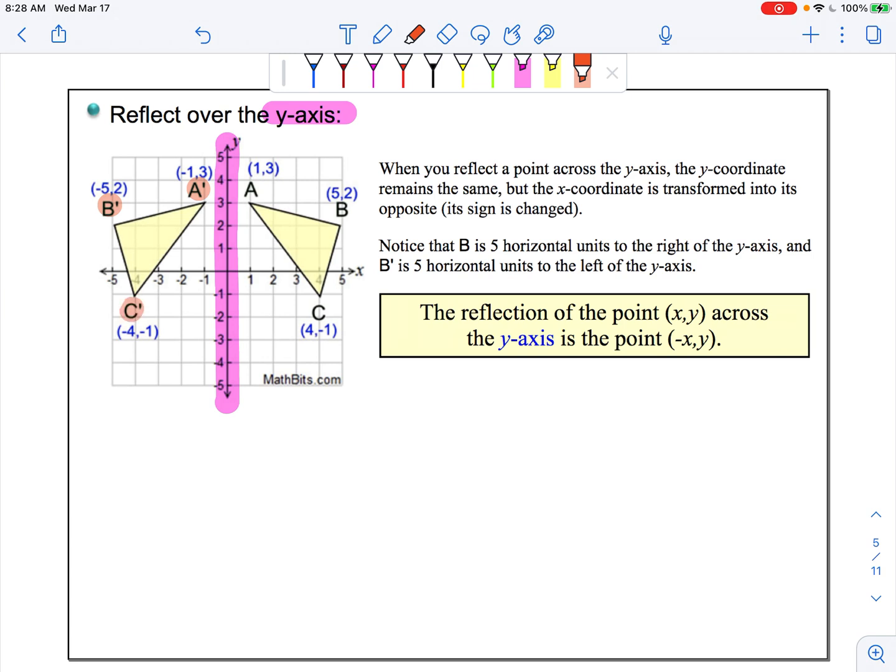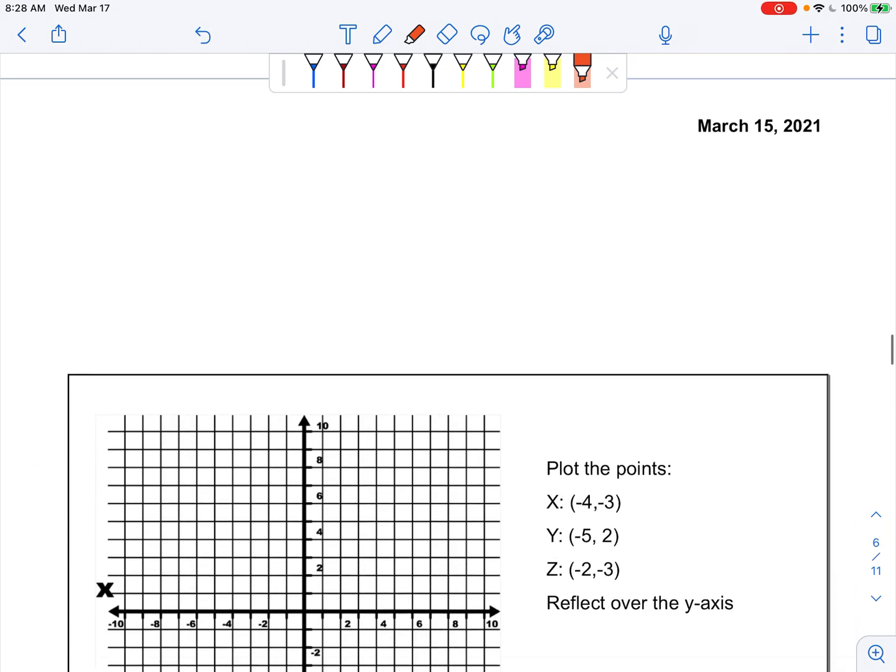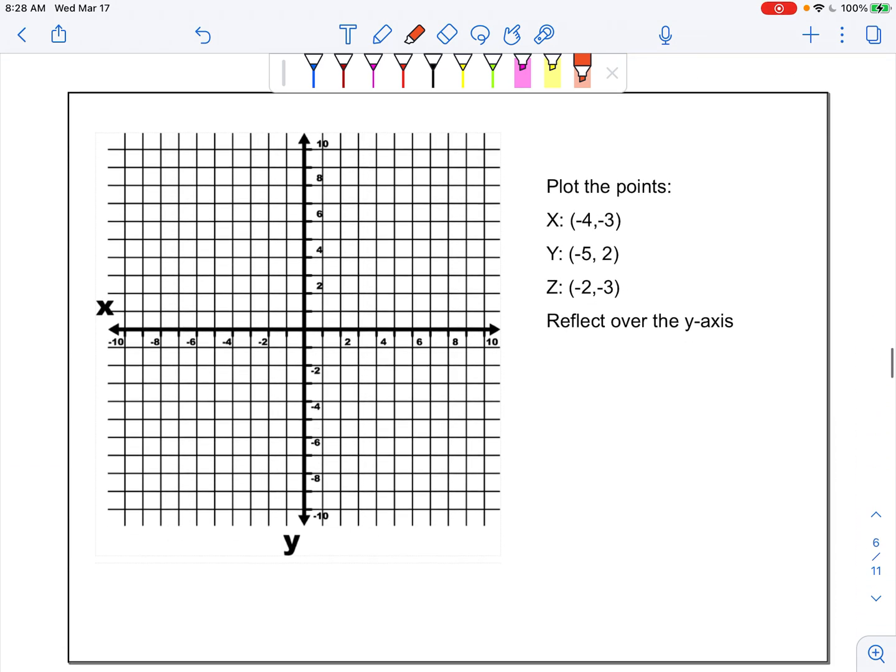image because it has the prime marks on the vertices. So when you flip over the y-axis, it's your x that changes because you're flipping left to right, not up and down. So let's just do some. So here we go. I'm going to plot these first. So x is at negative 4, negative 3. So here's my x. Y is at negative 5, negative 2.